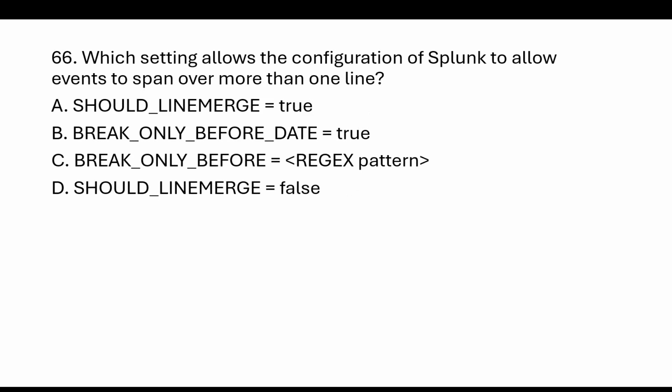Question number 66. Which setting allows the configuration of Splunk to allow events to span over more than one line? Option A, SHOULD_LINEMERGE equals true. Option B, BREAK_ONLY_BEFORE_DATE equals true. Option C, BREAK_ONLY_BEFORE equals regex pattern. Option D, SHOULD_LINEMERGE equals false. And the answer is option A, SHOULD_LINEMERGE equals true.